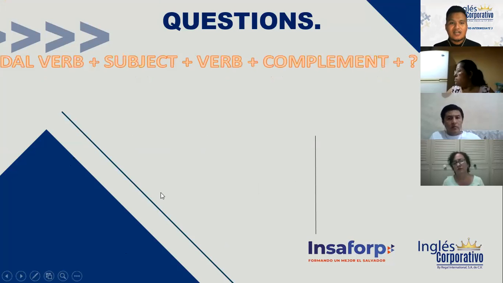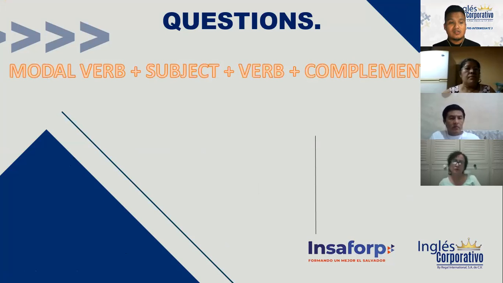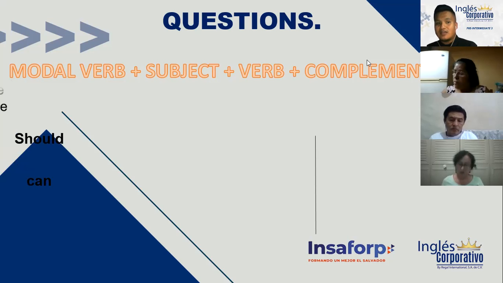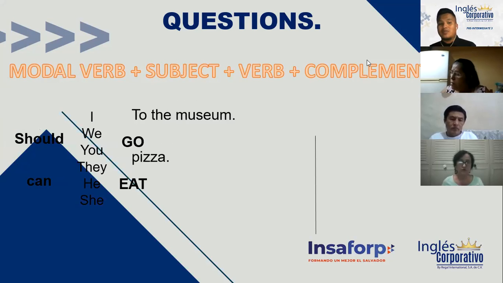This is the second form of creating questions. It's all pretty much the same thing, it is just a little part that changes. As you can notice here, we are not using the WH questions anymore. Here at the beginning, we are only using a modal verb, which will be should and can. Then it will be the subject, then the verb, and last one, the complement.